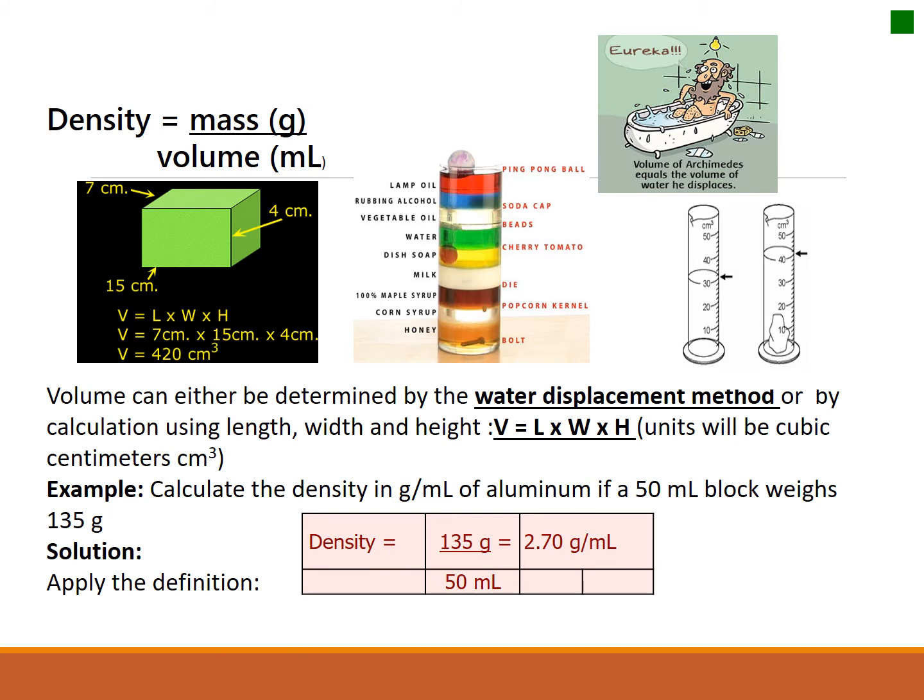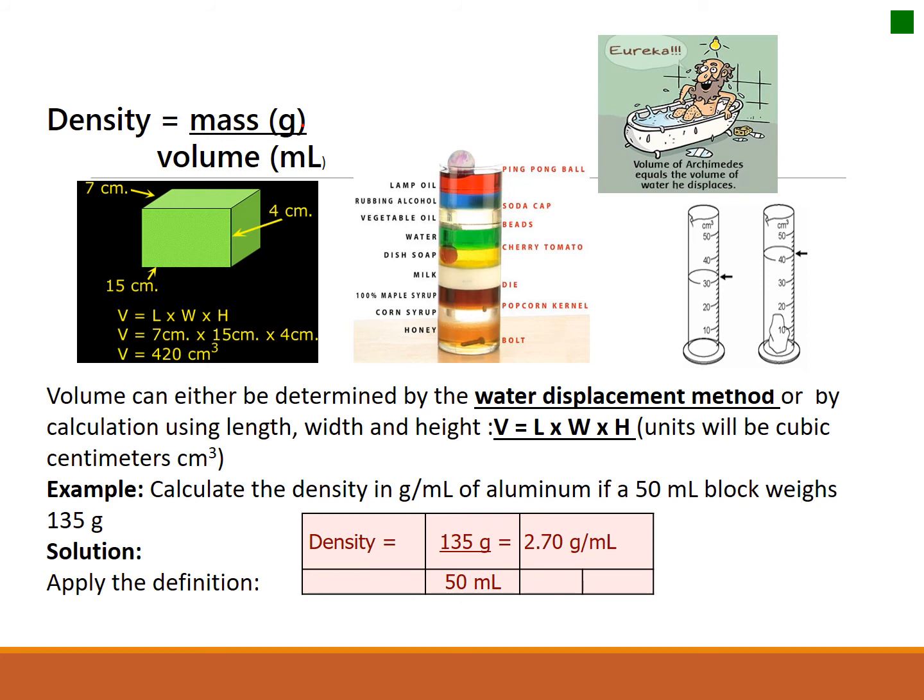Okay, we're also going to talk about another physical property that's called density. Density is a relationship between mass and volume. Mass we express in units of grams, and volume we can express either in units of milliliters or in centimeters cubed, and I'll tell you how we get those two. But there are two ways that we can find out the volume of an object. It just depends on what the object is.